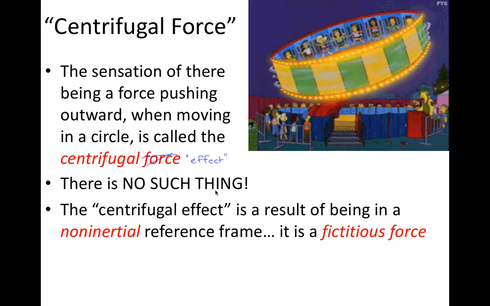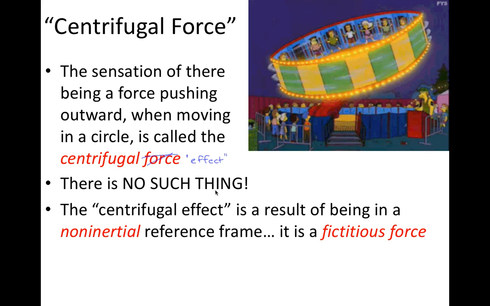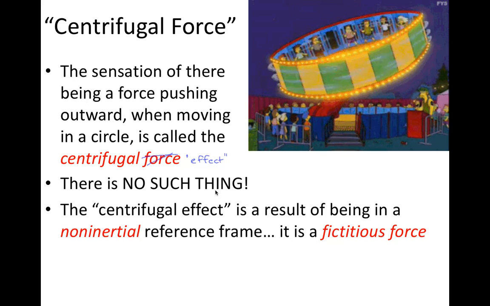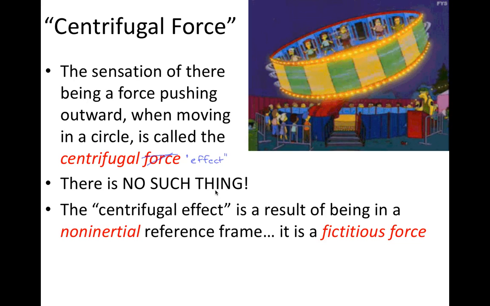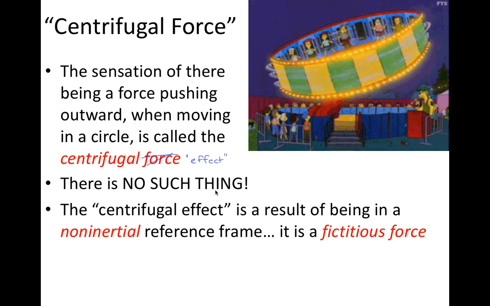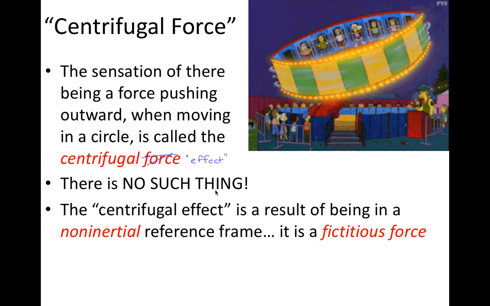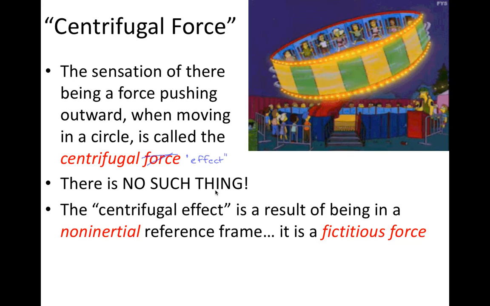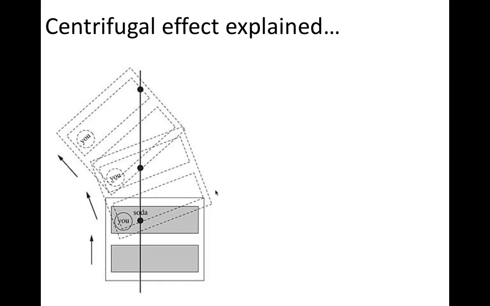That effect is the result of the object, or if you are the object, being in a non-inertial reference frame, which we've discussed before. Accelerating or rotating frames are non-inertial. And so we invent these descriptions called fictitious forces. It seems like there's a force pushing outward, but in fact there's a force pushing inwards. There's always a force that has to be pushing inwards, but it feels as though there's a force pushing outwards, and we call that a centrifugal force. And here's why it happens.